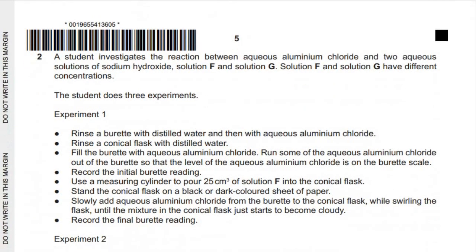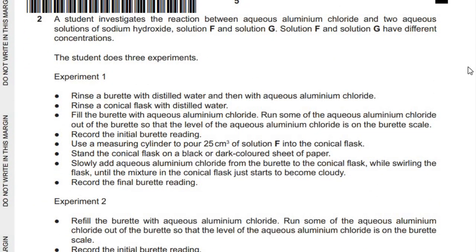So now let's see what is question 2, because question 1 ends here. There's a blank page. Yes, here is question 2. It says a student investigates the reaction between aqueous aluminium chloride and 2 aqueous solutions of sodium hydroxide, solution F and solution G. Now understand, we're using aluminium chloride that's reacting with 2 different solutions, both sodium hydroxide, solution F and solution G. Solution F and solution G have different concentrations. So what's the difference? Both of them are sodium hydroxide, but the concentration varies.